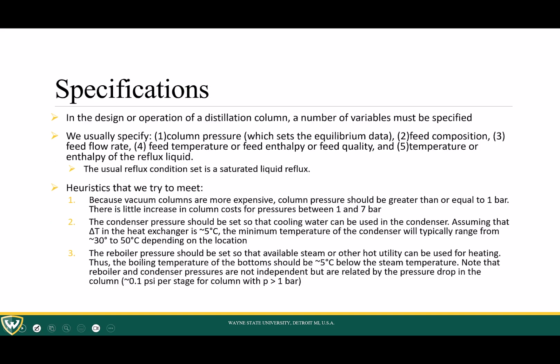Okay, some specifications for the distillation column. In the design or operation of a distillation column, a number of variables must be specified. The usually specified variable is the column pressure, which is going to set the equilibrium data, because all those equilibrium curves that we see, where the temperature varies, are set at a defined pressure. So whatever pressure the column is going to operate at is where you need to get the corresponding equilibrium information. Feed composition is going to be a variable that you're going to be setting or given.